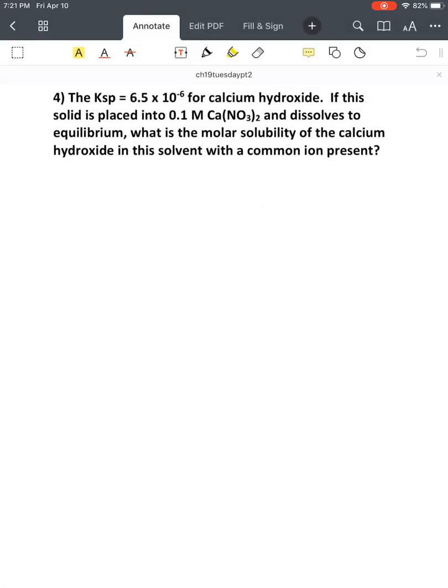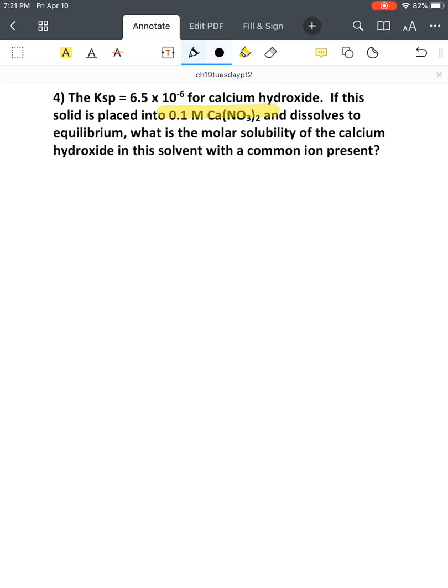Okay, in this problem, it's real similar to the last one. We're still considering calcium hydroxide and its dissolution. But instead of dissolving this stuff in deionized water, we're going to dissolve it in a different solvent now. We're going to dissolve it in a solvent which consists of 0.1 mole per liter calcium nitrate.